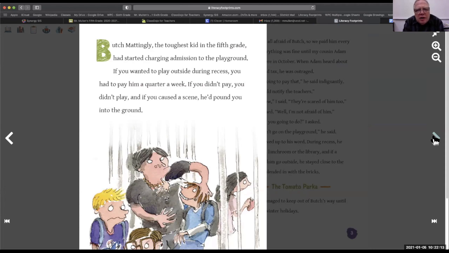Butch Mattingly, the toughest kid in 5th grade, had started charging admission to the playground. If you wanted to play outside during recess, you had to pay him $0.25 a week. If you didn't pay, you didn't play. And if you caused a scene, he'd pound you into the ground.